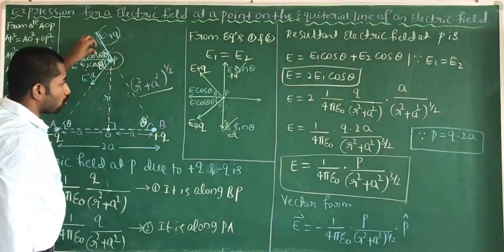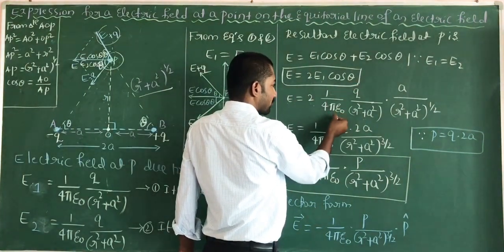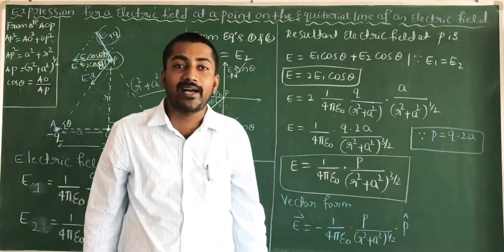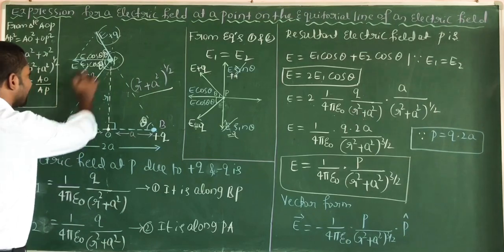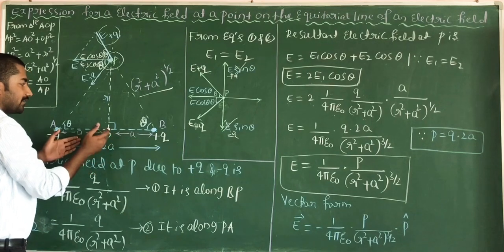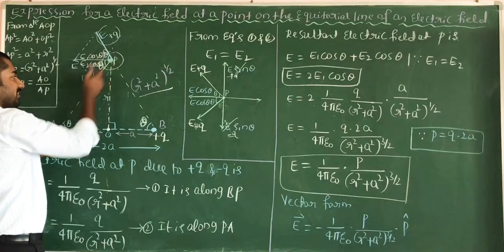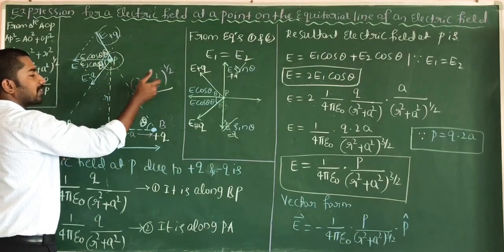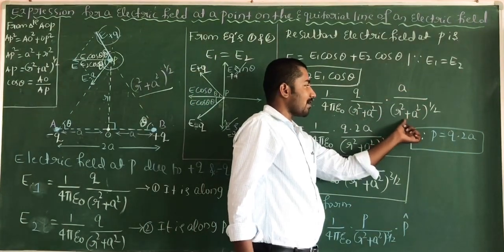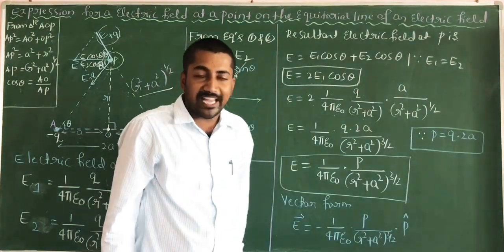When you add these two components, you get 2E1 cos theta, where E1 is 1 divided by 4 pi epsilon Q divided by R square plus A square. Cos theta is equal to adjacent divided by hypotenuse. Here, in this diagram, for this triangle, the adjacent side A to O is A, and here also A. Sorry, A to P, this is the adjacent side, and the hypotenuse is R square plus A square whole to the power of 1 by 2. You get cos theta as A divided by R square plus A square whole to the power of 1 by 2.